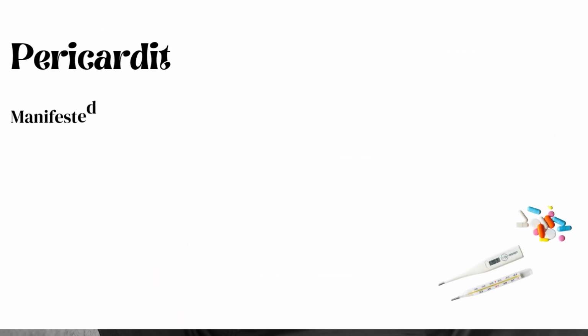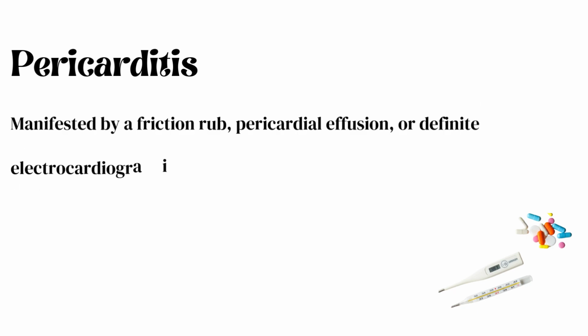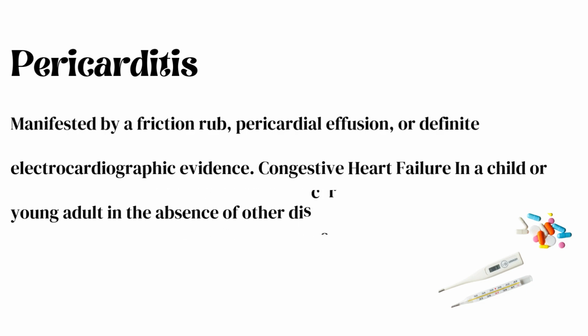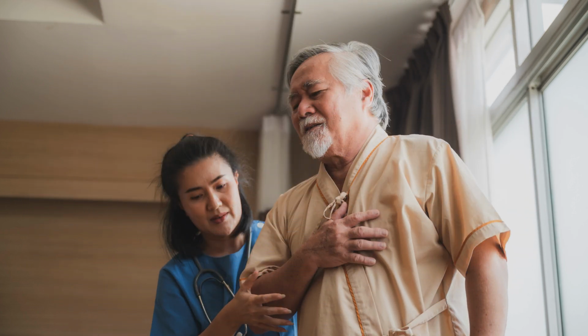Pericarditis can be manifested by friction rub, pericardial effusion, or definite electrocardiographic evidence. Congestive heart failure in a child or young adult in the absence of other discernible causes can lead to pericarditis in rheumatic fever.